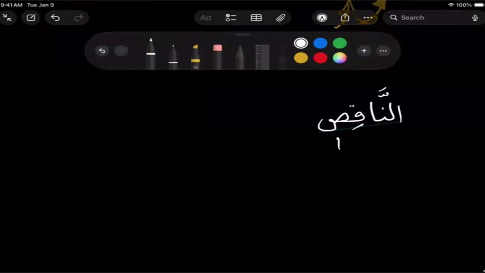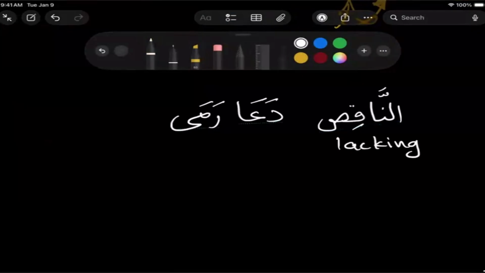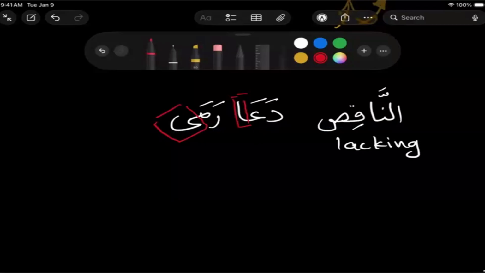NaaqiS is the lacking verb, like da'a and rama. What's it lacking? It's lacking a sound letter at the end, or it's lacking a vowel at the end.